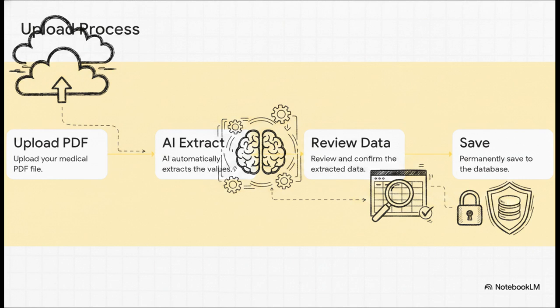Now here's the crucial automation step that is a total game changer. Once you upload that PDF, the AI instantly goes to work automatically extracting all the values from the report. Your only job? Just quickly review what it pulled out, confirm it looks correct, and hit Save to permanently lock it into your family's database. The app handles all the heavy lifting of data entry for you.